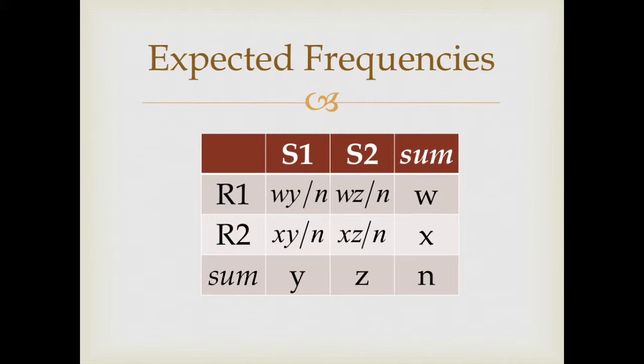So the observed values are the ones that are given to you from the original study. The expected values, or the expected frequencies, are what we would expect to happen if we repeated this experiment a second time, or a third time, or multiple times afterwards.